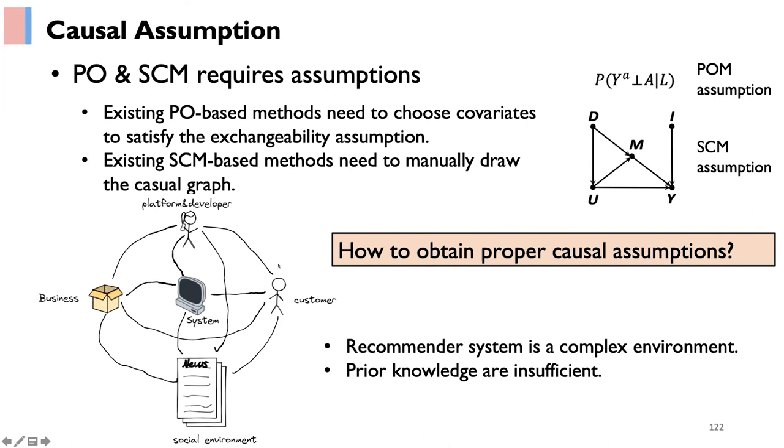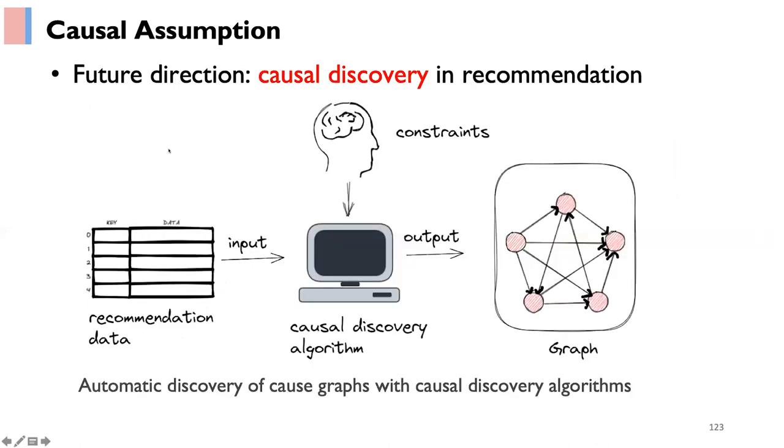But as recommender builders or system developers, we don't have sufficient knowledge of all of these factors. So how to obtain proper causal assumptions to describe such a complex environment is still an open problem. Regarding this open problem, a future direction is incorporating causal discovery into recommendation. That is to say, before training a recommender model, we conduct causal discovery, for example, by applying some existing causal discovery algorithms over the recommendation data. With these causal discovery algorithms, we can get the causal graph of this recommender system.